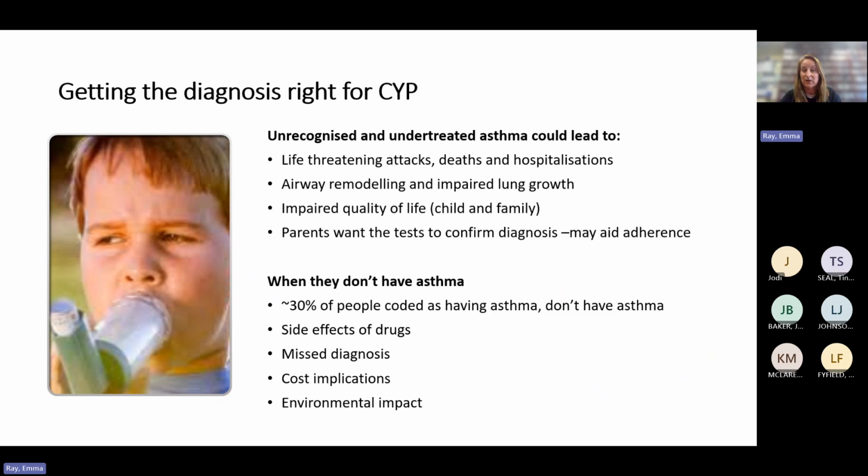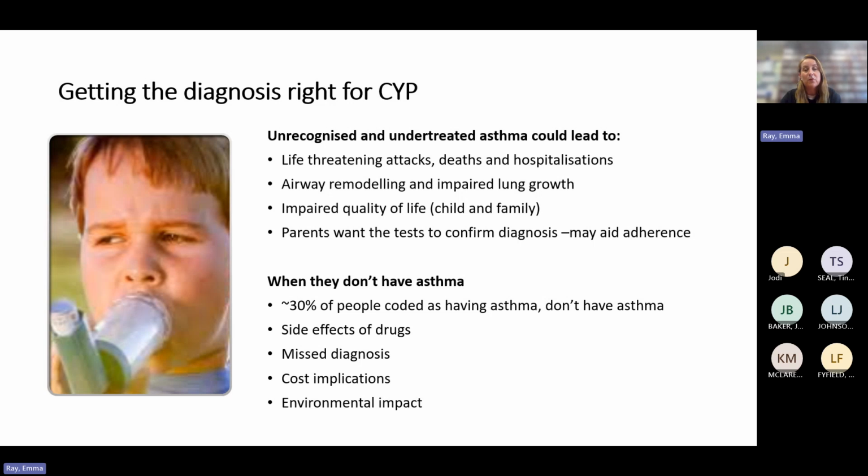And definitely parents want these tests to confirm the diagnosis to make sure that they're getting the right treatment for their child. Once they've got that diagnosis and been reassured that the child has got asthma, that may help the parent to be a bit more adherent with their medications as well. We're expecting parents to be delivering the medication, supporting children with their drugs.